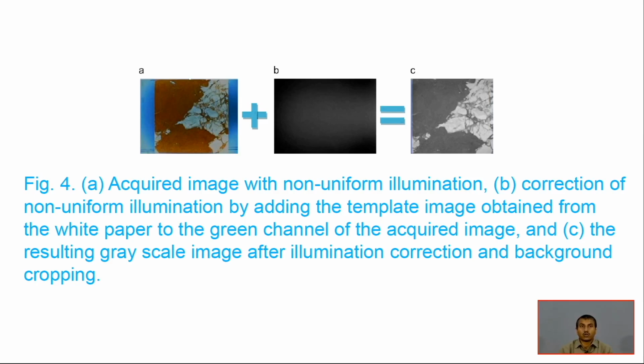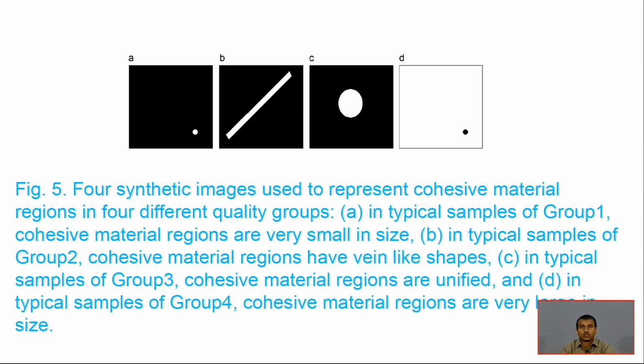A is the acquired image. B is the correction of non-uniform illumination by adding a template image obtained from the white paper to the green channel of the acquired image. Then I get a revised image, C, using the grayscale imaging technique and background cropping. This is the corrected image. So after applying the different corrections, a final image is acquired, and we are going to classify different synthetic images using these kinds of categories.